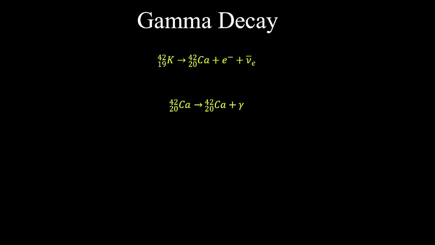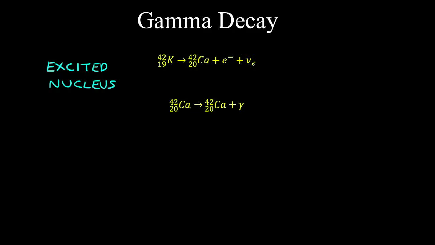Gamma decay typically occurs when a nucleus has already undergone alpha or beta decay, and the excited nucleus decays to a lower energy state by emitting a photon.